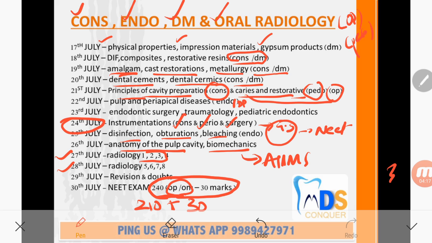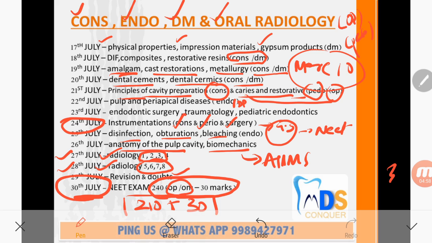So we are going to cover the first four topics on day one, and the next four topics on day two according to the dental pulse. On the 29th you are going to have a revision session and a doubt session. Whatever doubts you have, you can post them all, and we'll discuss the doubts similar to yesterday's discussion. Apart from these, you are going to have more than 10 practice papers related to all these subjects, that is cons, endo, dental materials, oral radiology. You're going to have oral path and oral medicine papers also. They will be active for you, and your exam is going to be on 30th July, covering a 240 marks NEET based exam, 210 marks related to the present subjects, and 30 marks related to oral path and oral medicine.